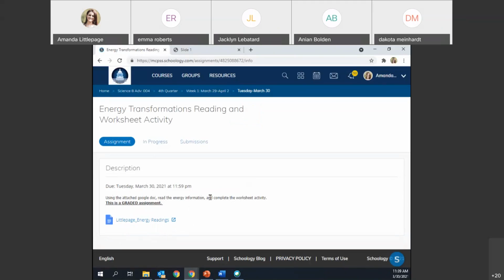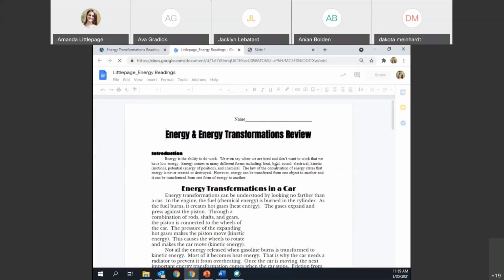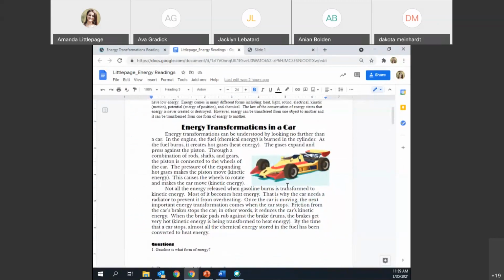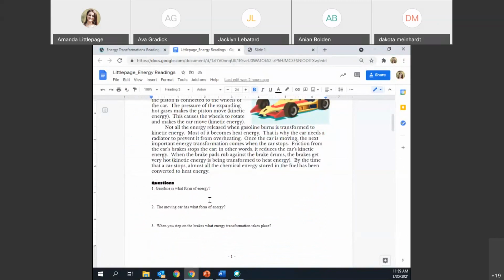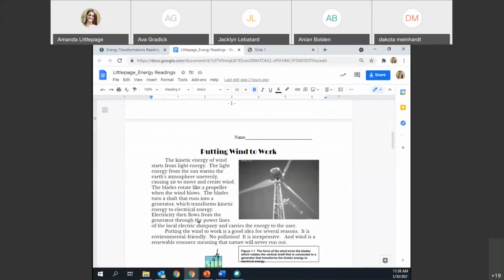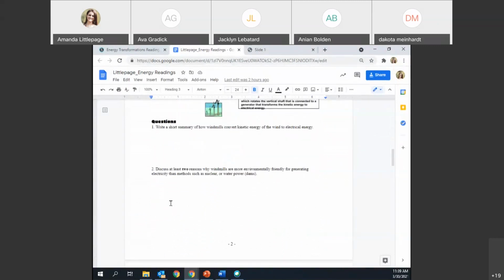So when you look at it, it says use the attached Google Doc, read the energy information, and complete the worksheet activity. This is a graded assignment. I've hopefully made that clear to everyone that this is going to count for some points. So when you open it up, you guys can type in this. It's not a very long activity. There's a very short introduction, just talks a little bit about energy, potential, and kinetic. It explains the analogy of a car. Once you finish that, you'll have 3 questions here. Then you'll move on to the very short article on putting wind to work. And again, answer the questions. There are 2 questions here.